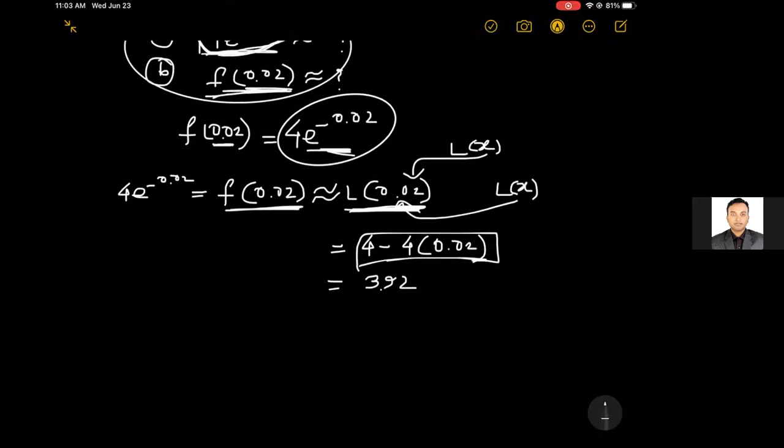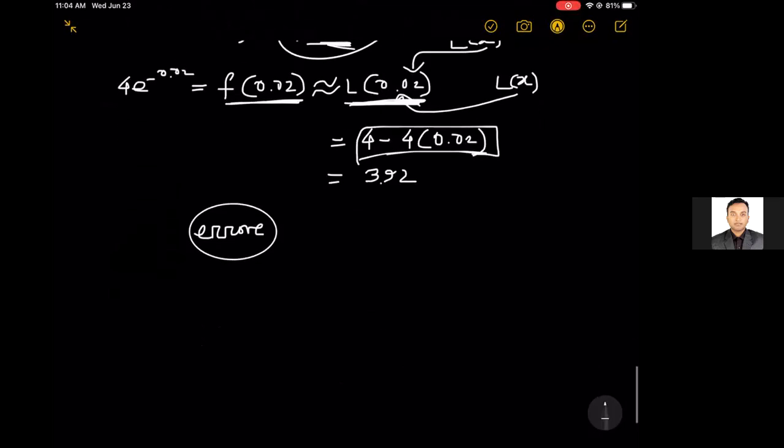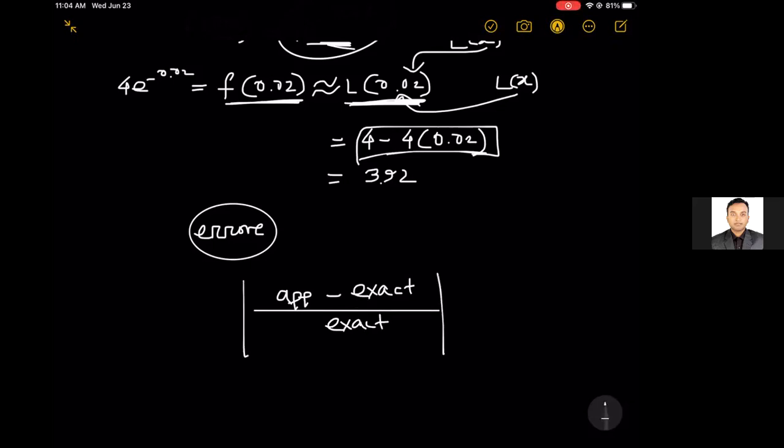So I might add one more thing, that can you find the error percentage for me? That means, can you find the error? Now, what's the error? I'll provide you the formula. Error is actually approximation minus the exact value over the exact value. Obviously, it will be positive. I'll provide you the formula. You don't need to remember this. So approximation comes from here.